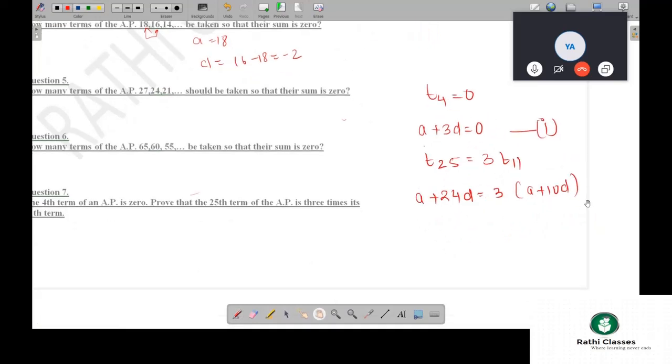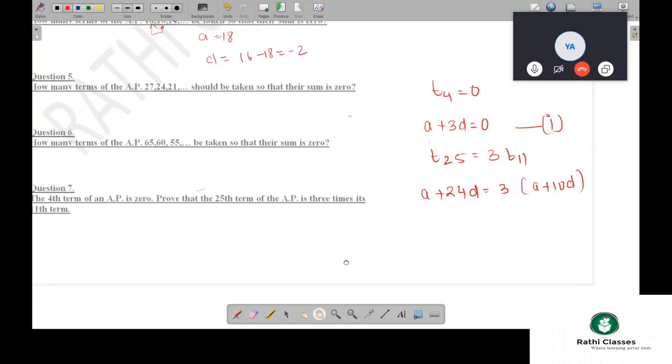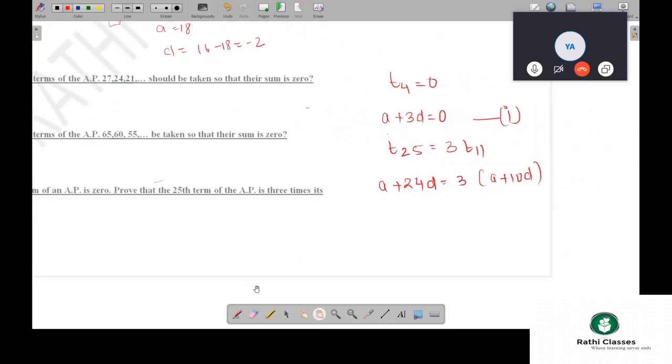Yes. What you need to do is prove this. So I will go with my LHS. Prove that the 25th term is 3 times its 11th term. The 25th term is A plus 24D, and you can split the LHS as A plus 3D plus 21D. Can I write it like this? As we already know, A plus 3D is equals to 0, from equation 1. So LHS is nothing but 21 times D.